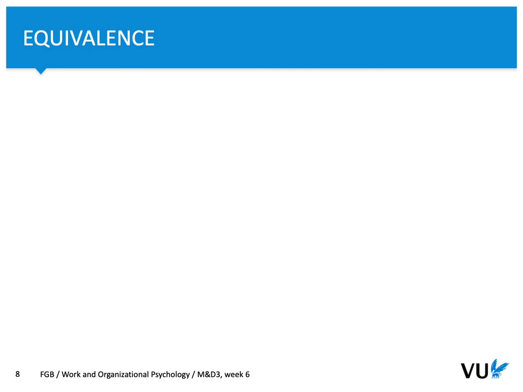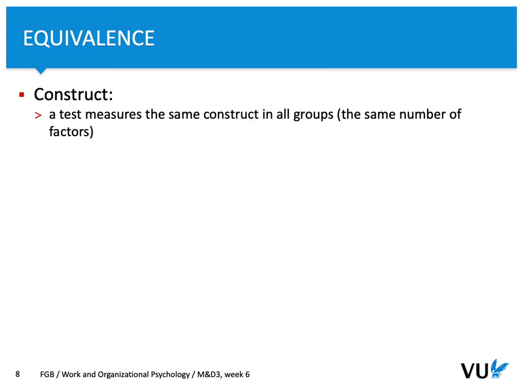When we talk about equivalence, it's really important to remember that we have three types of equivalence. We have equivalence that is related to construct. Construct equivalence is related to this kind of situation, that we need to make sure that the test measures the same construct in all groups. In this case, it matters when we, for instance, create a test that can be used in different countries. So by applying specific statistical methods, we need to make sure that in each sample, in each country, a test has the same structure, measures the same number of dimensions.